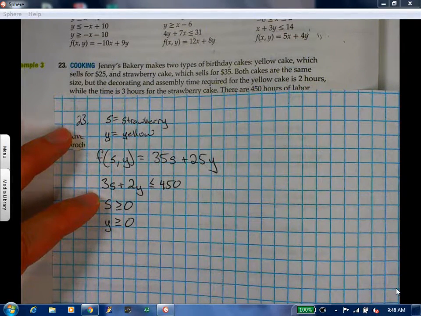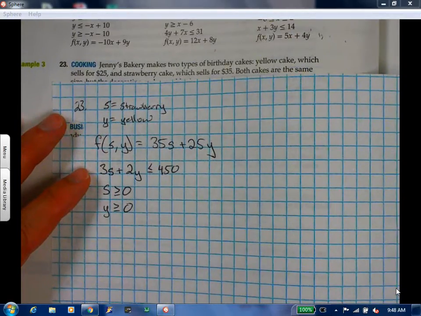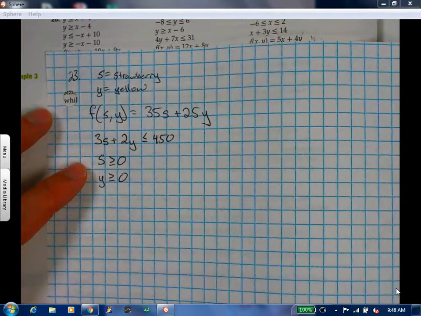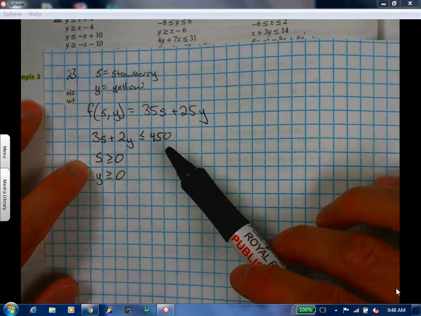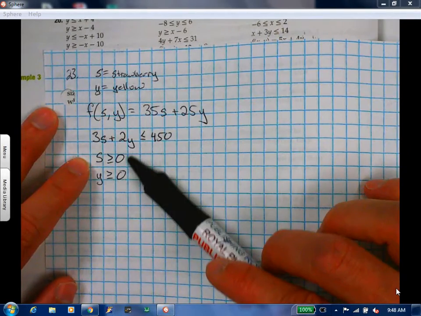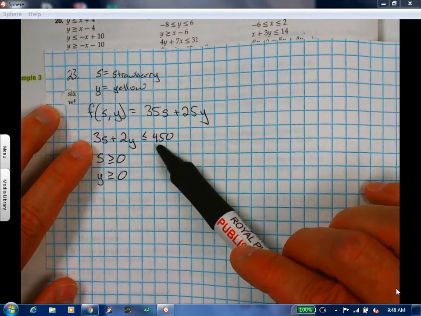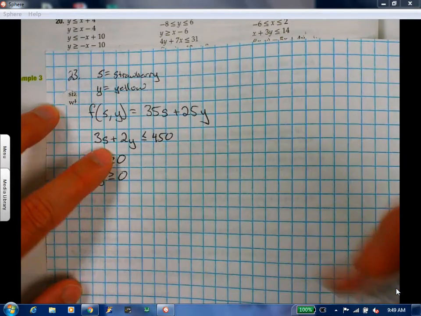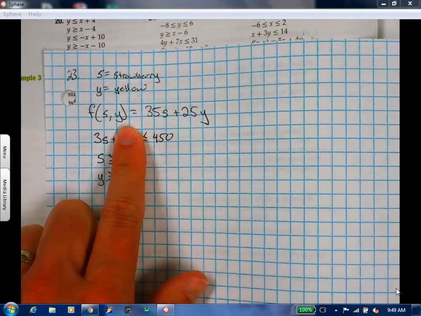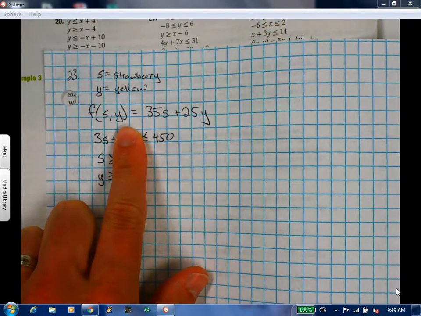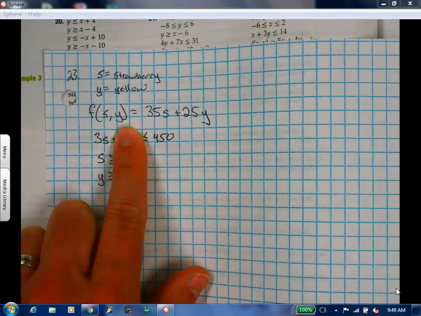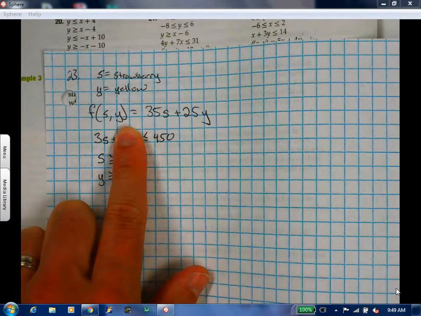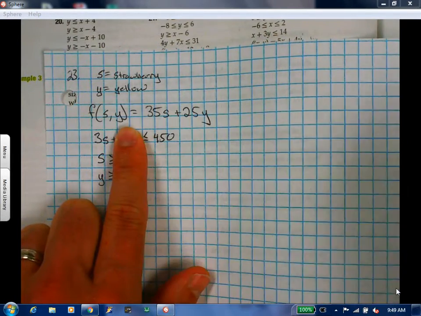Now when I start looking at my grid, these two down here, the zeros, those are pretty easy, but I have a big number, 450, don't I? So let's think about what our intercepts would be. If I don't make any yellow cakes, if all I do are strawberry cakes, how many could I make in 450 hours? 3 times 150 is 450. Take 450 divided by 3, you get 150. So I could make 150 strawberry and 0 yellow.